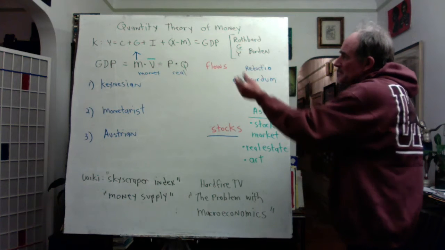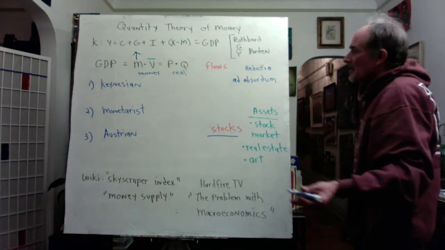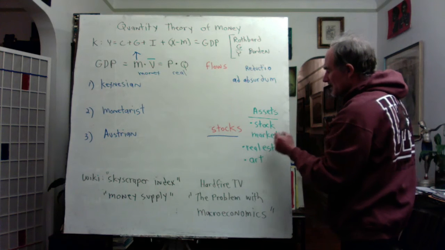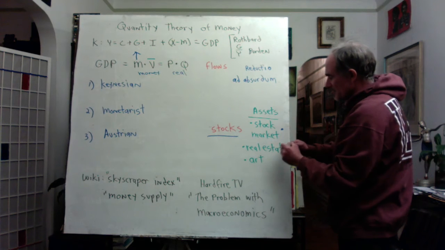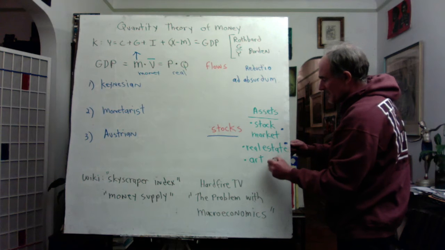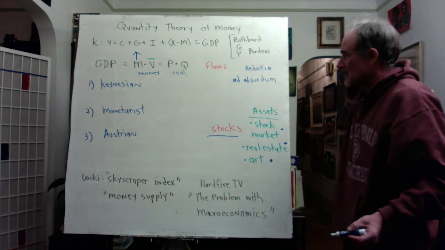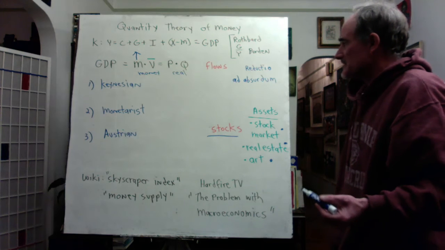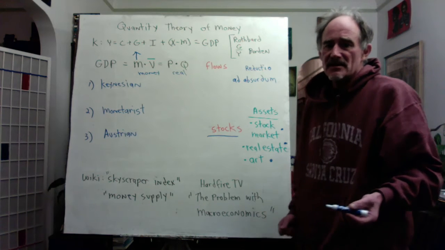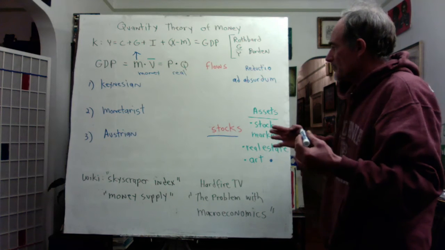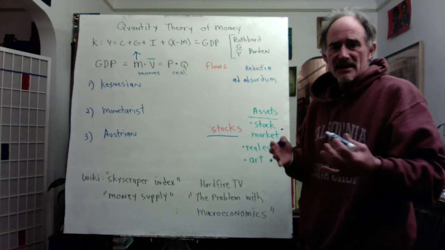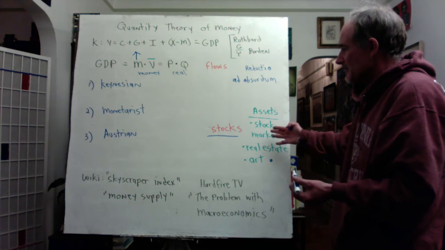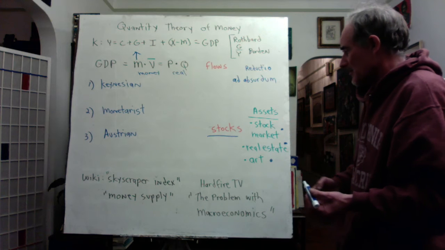So when you increase the money supply, for Austrians, it doesn't have an effect on the real economy, but the stock market goes up, the real estate market goes up, and the art market goes up. So it also has regressive effects in that the purchasing power of money goes down at the same time that the asset markets go up.